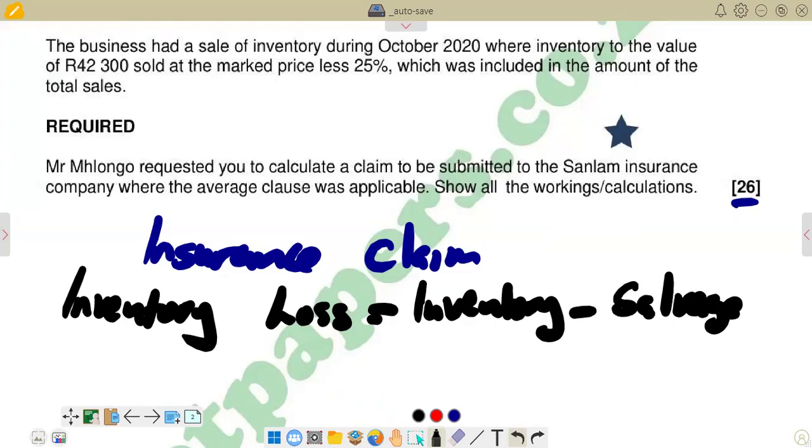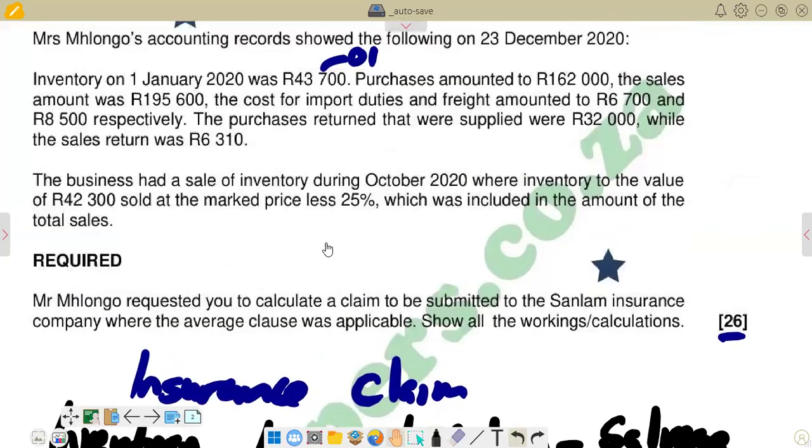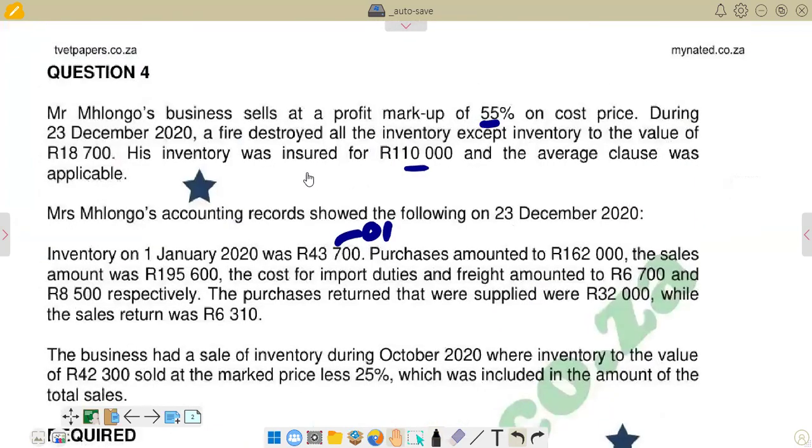And you will see that the salvage amount that we have in the question, you can just refer back there. If you come here, you would see that there is an amount that we are given that is representing our salvage amount. 18,700 rands becomes our salvage. Remember, this is the inventory. They are saying a fire destroyed all the inventory except inventory to the value of 18,700. So it means this is going to be your salvage, the remaining inventory.